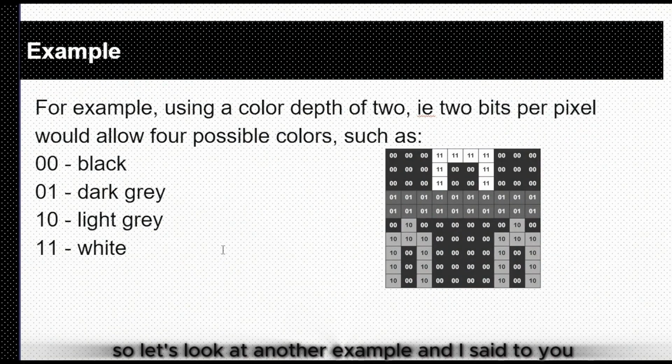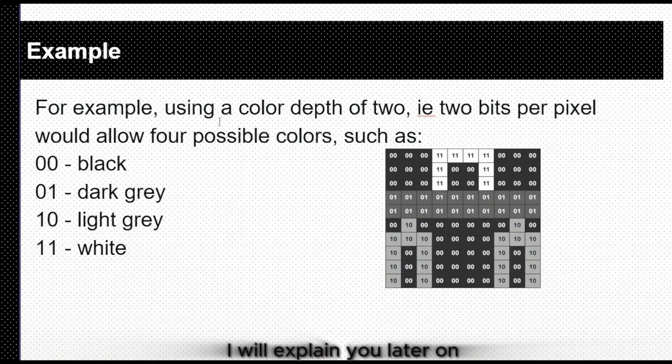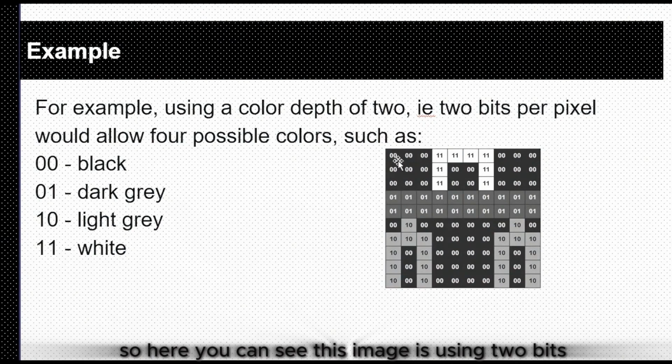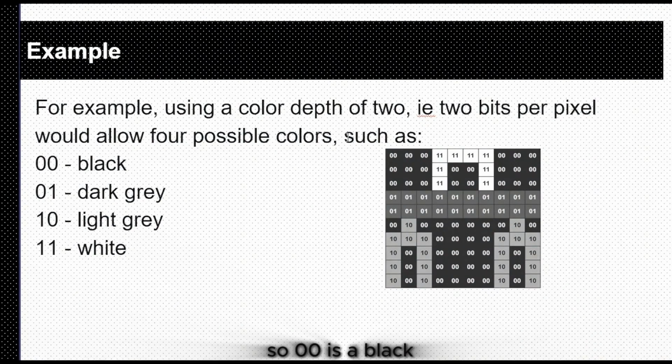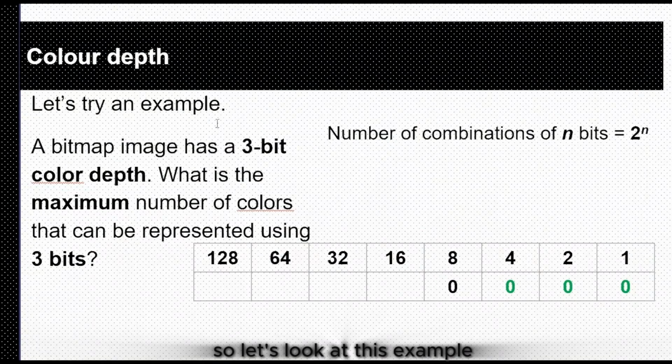So let's look at another example. And I said to you, I will explain you later on. So here you can see this image is using 2 bits. So 00 is black, 01 is dark gray, 10 is light gray, and 11 is white. These are just 2 bits. You can use 3, 4, 5. So let's look at this example.